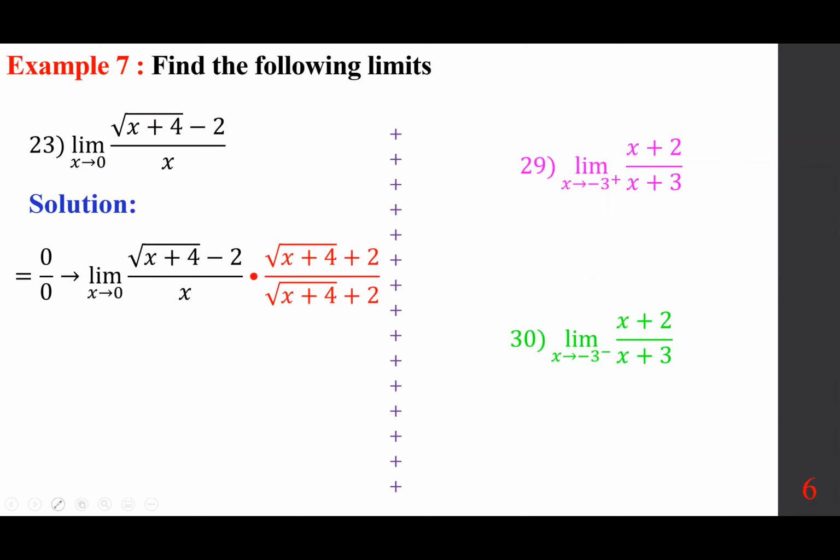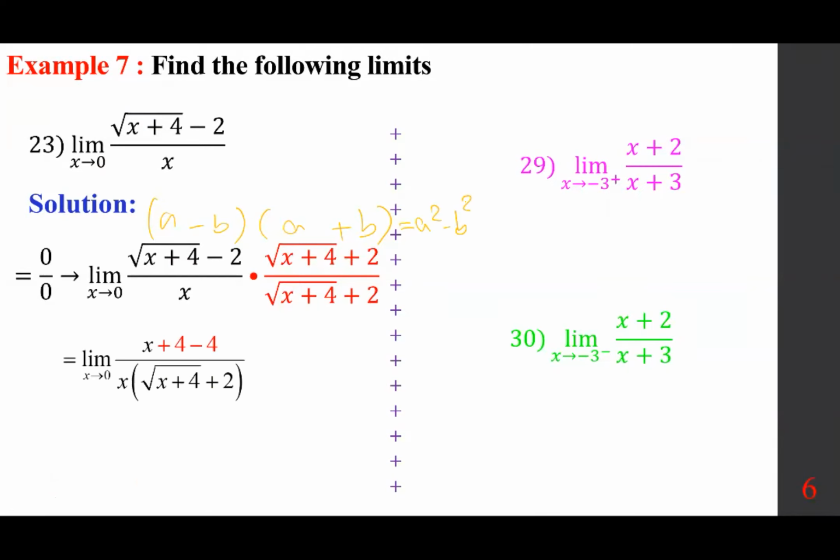This is like a minus b. This is like a plus b. The result is a squared minus b squared. So the first one comes out as x plus 4. The next one is negative 4, because minus 2 squared. 4 and negative 4 cancel each other. We end up with x in the numerator, which cancels out the x in the denominator. If we plug in, we get square root of 4, which is 2, and 2 plus 2 is 4, so the answer is 1 over 4.